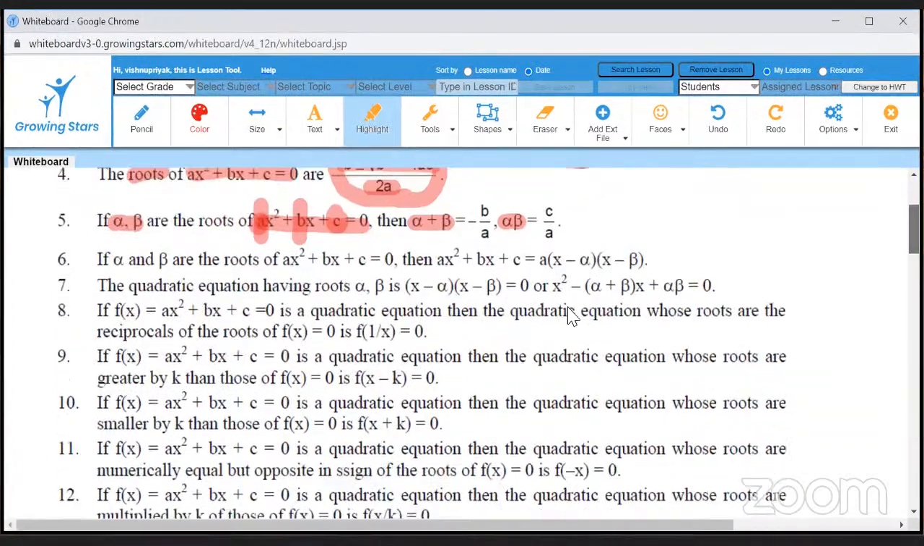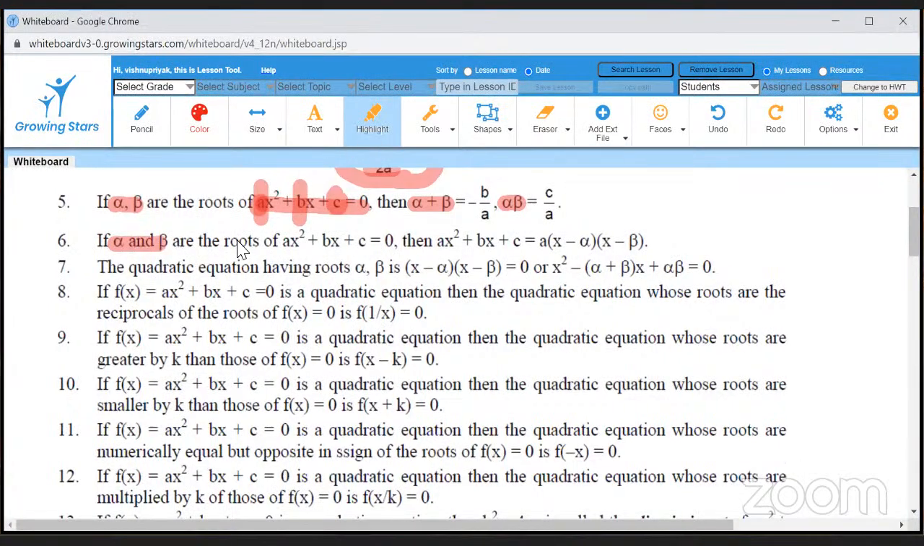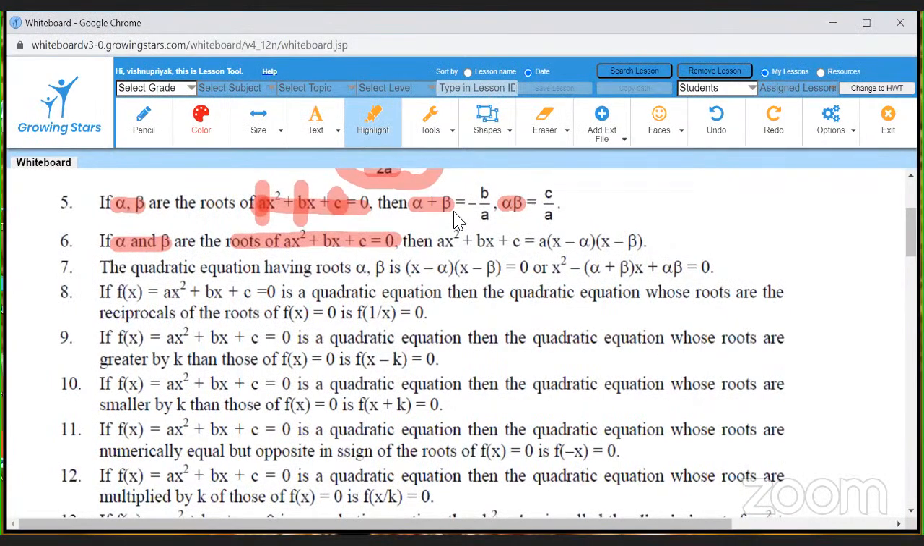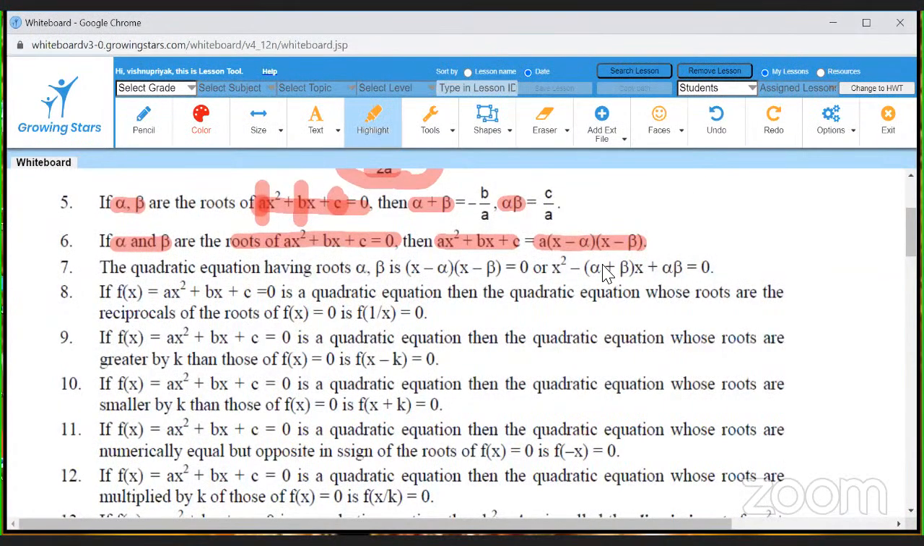All these formulas are very important. You have to memorize them. So similarly, if alpha, beta are the roots of ax squared plus bx plus c equal to 0, then this expression can be factorized. You can factorize ax squared plus bx plus c and write it as a outside, into x minus alpha into x minus beta, where alpha, beta are the roots.